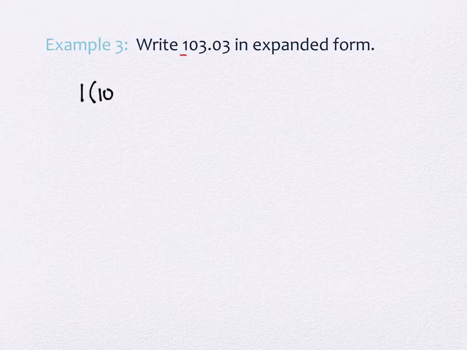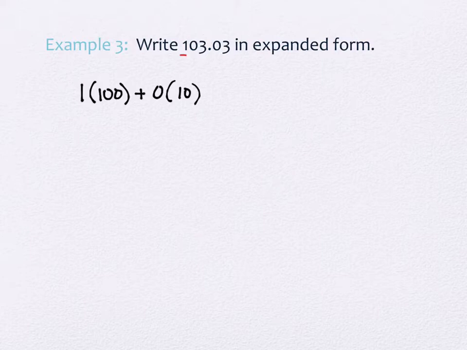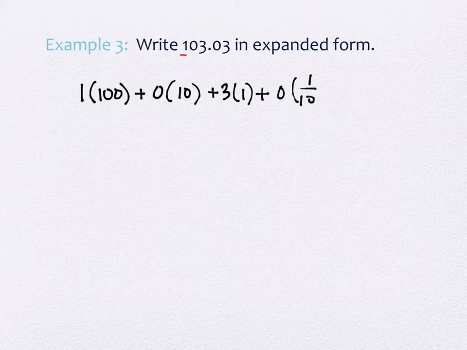So taking a look at, say, this one right here, which is 103 and 3 hundredths. Expanded form means to write each of the digits multiplied by what it's being multiplied by. So this is 1 times 100. I'm going to put in the 0 times 10 just so that I know that I did them all. If you left out the 0 times 10, it would be okay. We have 3 times 1. We have 0 times 1/10. And then we have 3 times 1/100th.